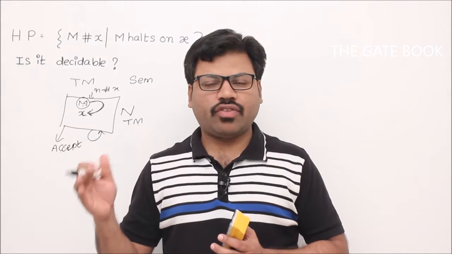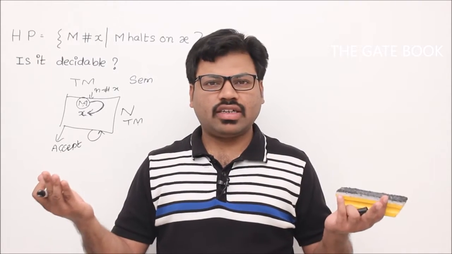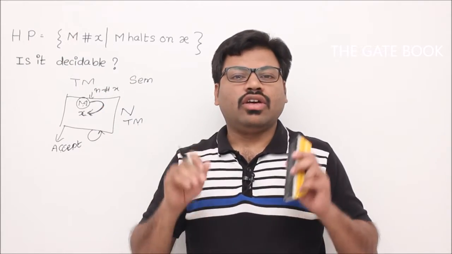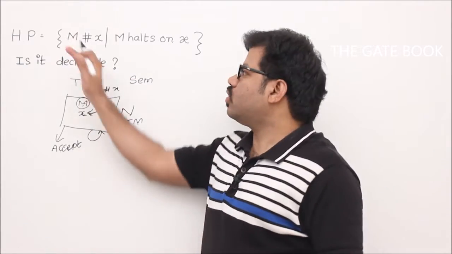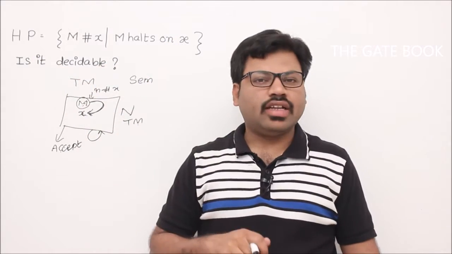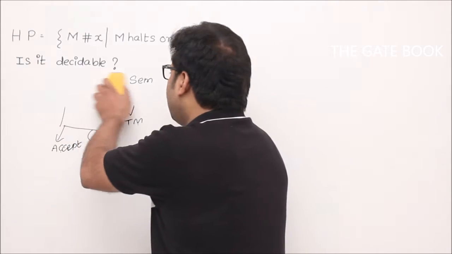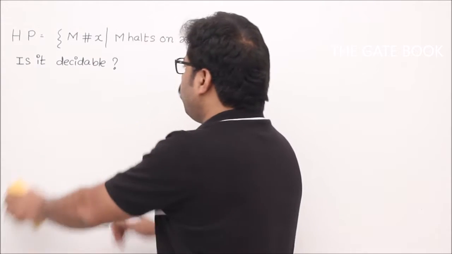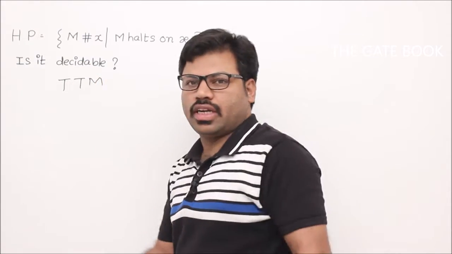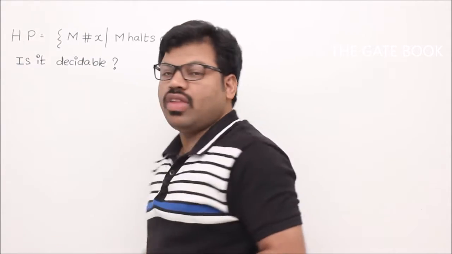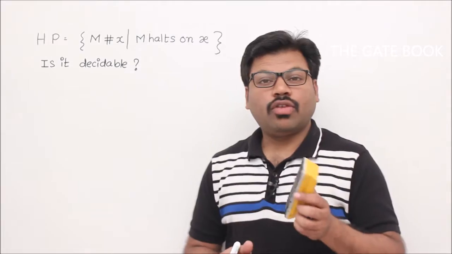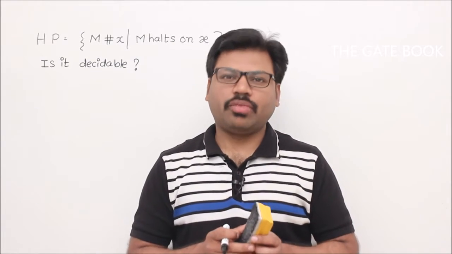Second one, in the future, after 10 years, someone might construct a total Turing machine for this problem. That's why you have to give a proof that there is no total Turing machine. Then only the problem will become undecidable. Understand? So if you give a total Turing machine, then this problem will become decidable. If you prove that there is no total Turing machine, then this problem will become undecidable. But what if you don't know whether there is a total Turing machine or not?